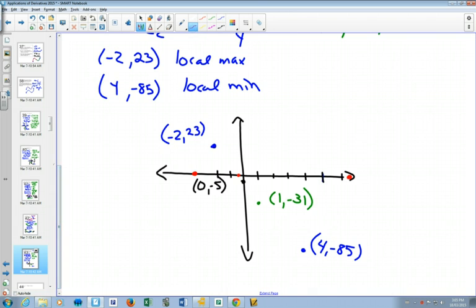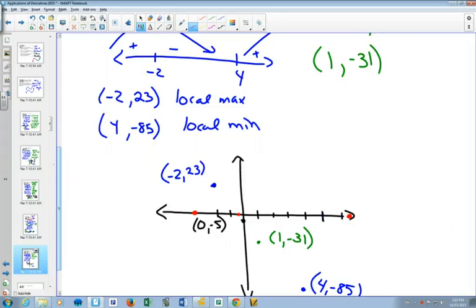Now, based on concave up and concave down, from this point, it's all concave down. I'm going to go through there like that, and then concave up after this point. And there we've got our sketch of our graph.